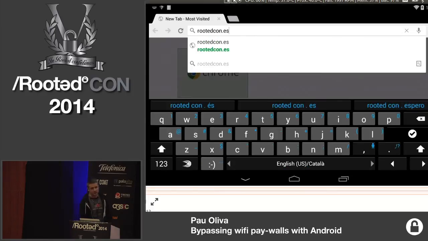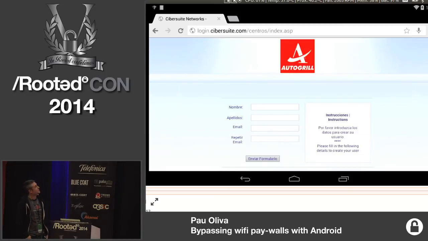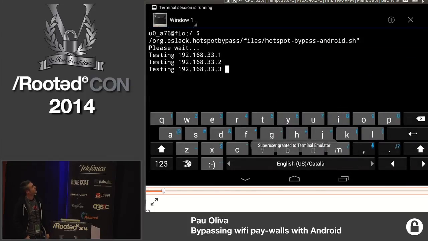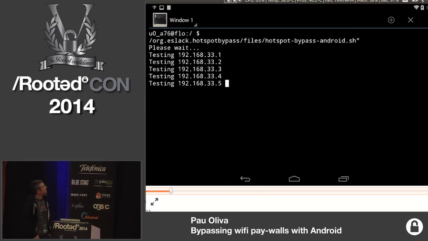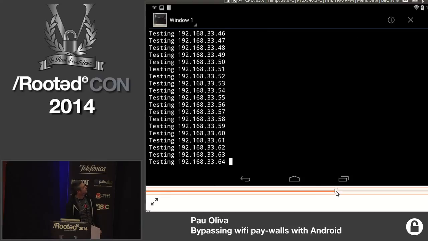Okay, this is a Nexus 7 tablet, where I'm looking for the Wi-Fi access point. I was strolling around until I found a hotspot. I was sitting at the Burger King, and I spotted the access point and the login website. Instead of authenticating, I used the application, which is a hotspot bypass, and automatically it starts looping and looping and looping.